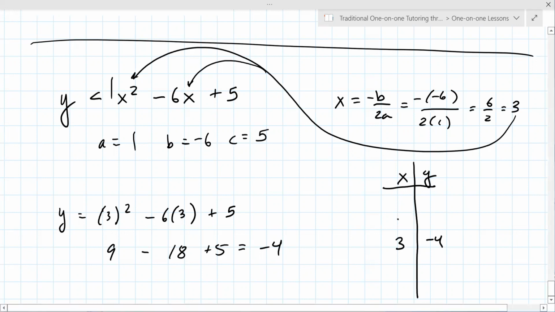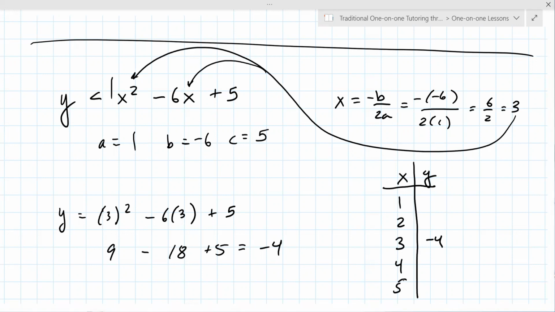And then you pick 2 smaller and 2 larger. And yes, there's other ways to do it, but we'll just go with this approach for the moment. Do you want to try 2 or 4 in this equation? We can do 2. Okay, I want you to try that on your own, please. You're just putting it back in, 2 squared minus 6 times 2 plus 5. Give me that answer whenever you've got it, please.